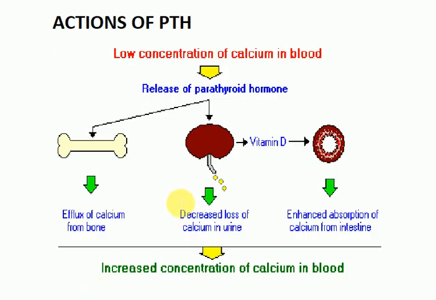The overall action of parathyroid hormone is to increase the serum calcium and decrease serum phosphate. It acts on three organs. The mechanism is as follows: when there is a low concentration of calcium in the blood, the parathyroid gland is stimulated. It causes the release of parathyroid hormone.